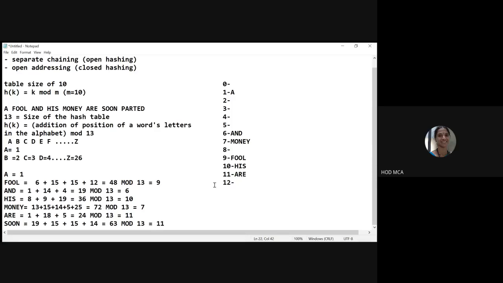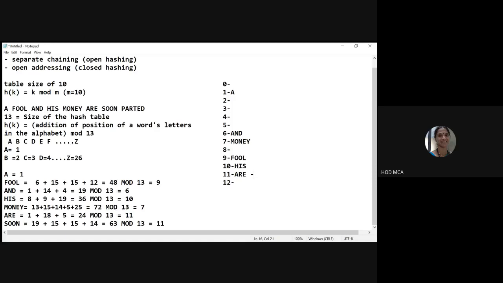All right. So in the 11th location, if you observe, we already have 11 for the word R, correct? When we calculated for R, 1 plus 18 plus 5, we got 24 mod 13, which was 11. So we have stored this R in the 11th location of our hash table. Now for soon, 19 plus 15 plus 15 plus 14 comes to 63 mod 13, which is also 11. So in the 11th location, we have to have a linked list created at this position.